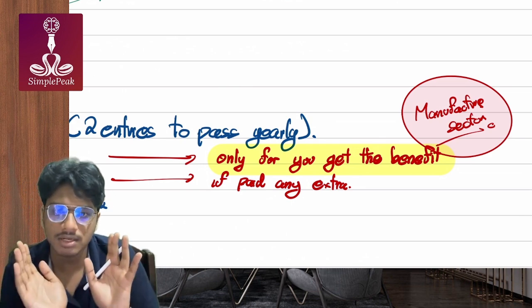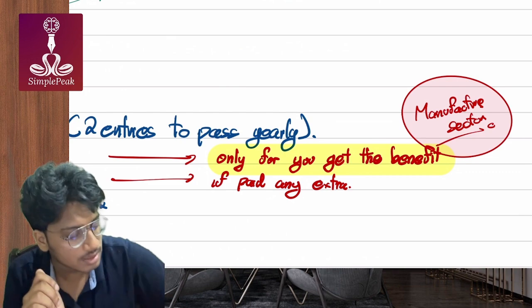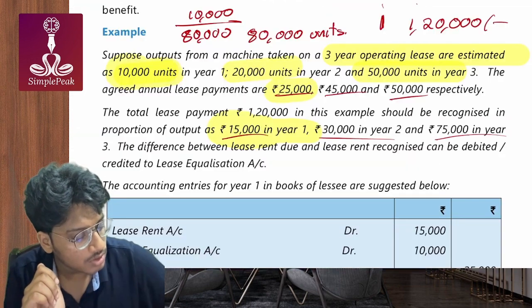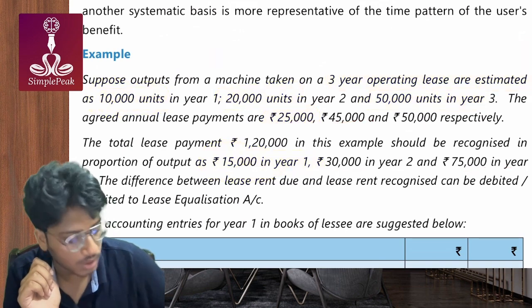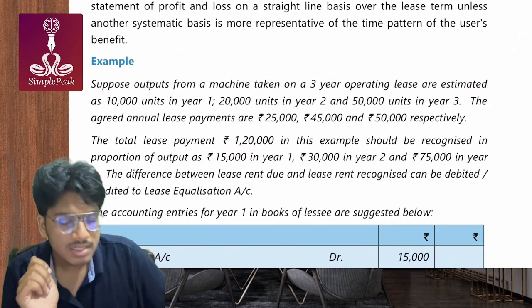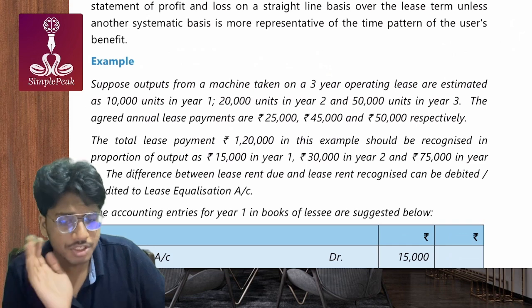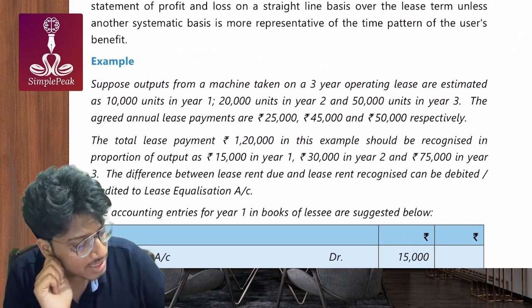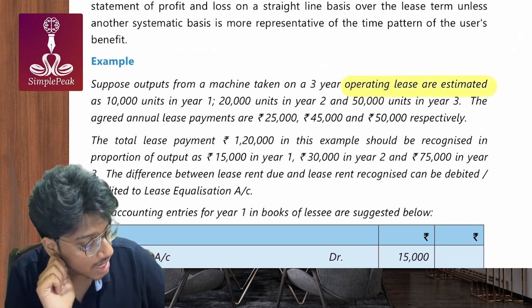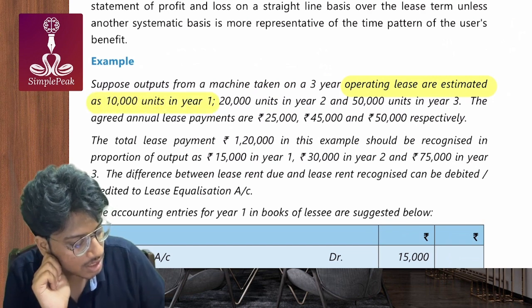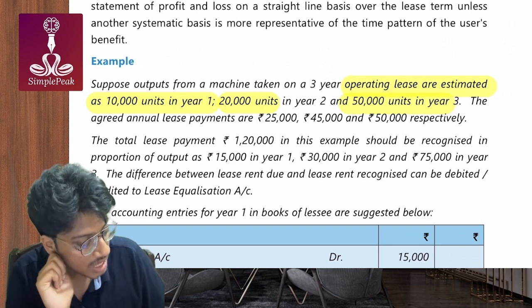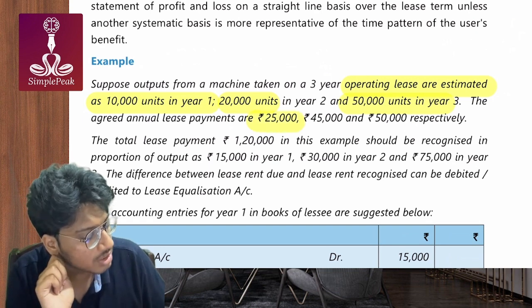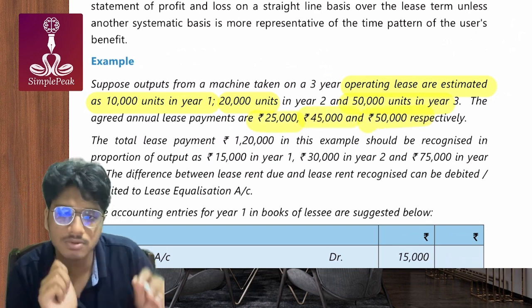There is an example in your textbook. We'll be discussing on the basis of that. Okay, so let's go ahead. Let me clear the screen. Suppose output from a machinery taken on a 3-year operating lease is estimated as 10,000 in year 1, 20,000 in year 2, 50,000 in year 3, and the agreed annual lease payment is 25,000, 45,000, 50,000 on a yearly basis.